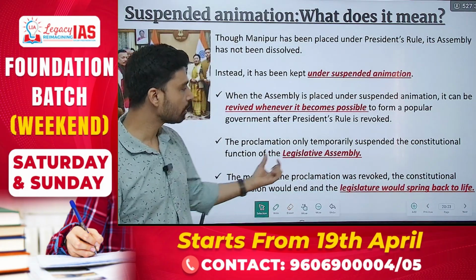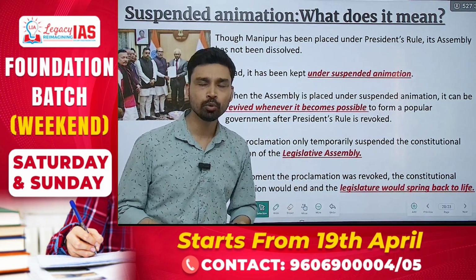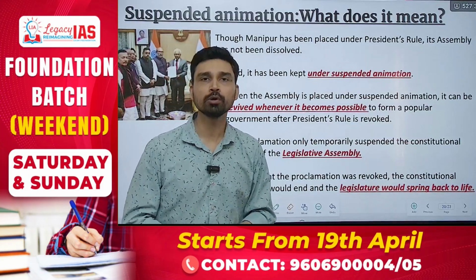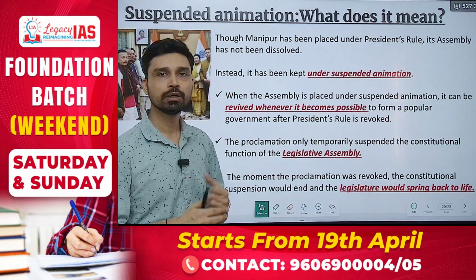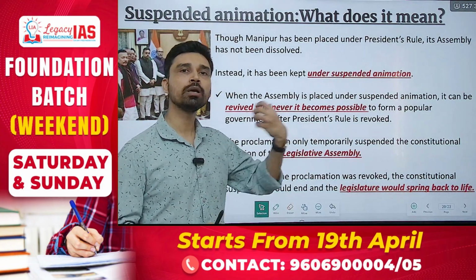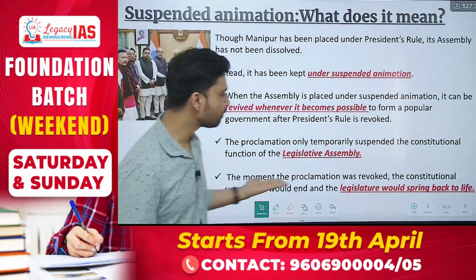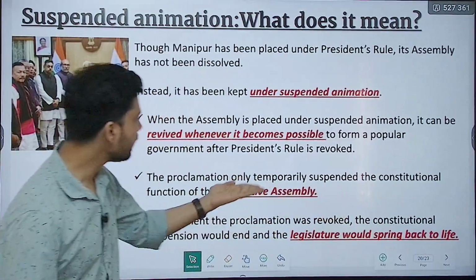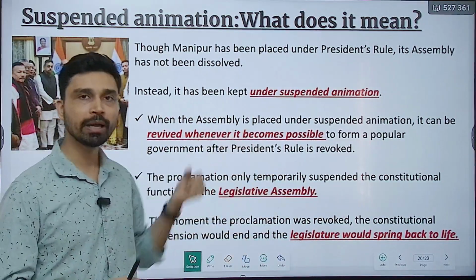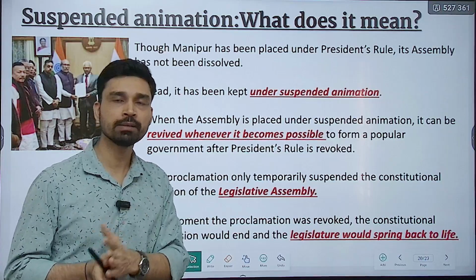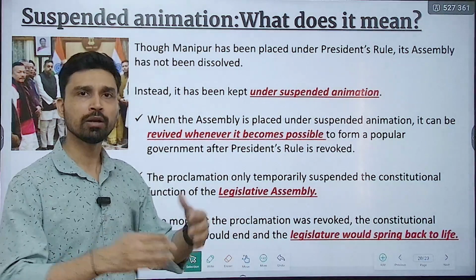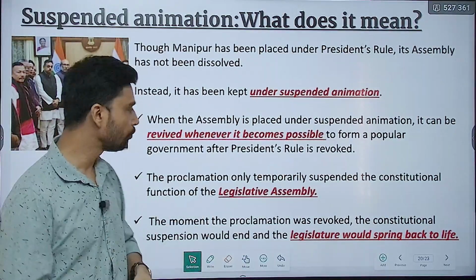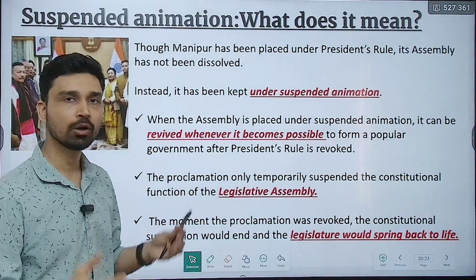So, the moment the proclamation is revoked, suppose that I told you that within 2 months of the proclamation, both Rajya Sabha and Lok Sabha have to further approve the president rule. If suppose they do not approve the president rule, in that case the proclamation has to be revoked, and again the Legislative Assembly will be revived. Again the members of Legislative Assembly can attend the house and carry out the business of the house, and also at that time they can try to form a new government by a coalition and all.